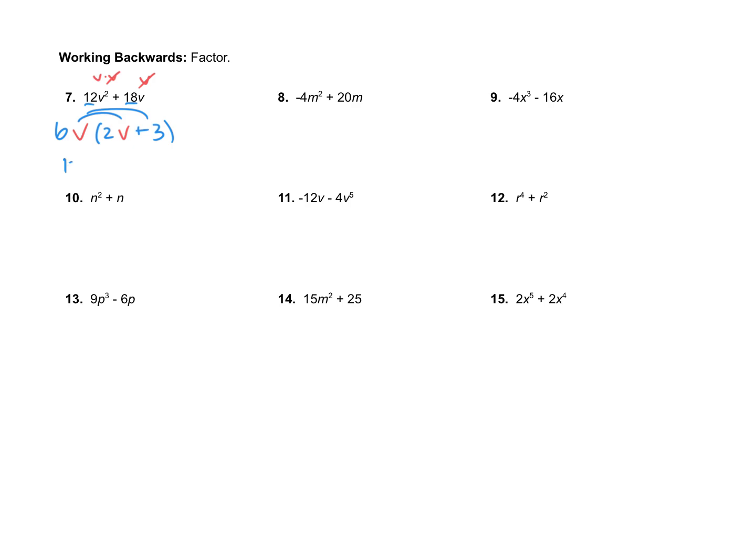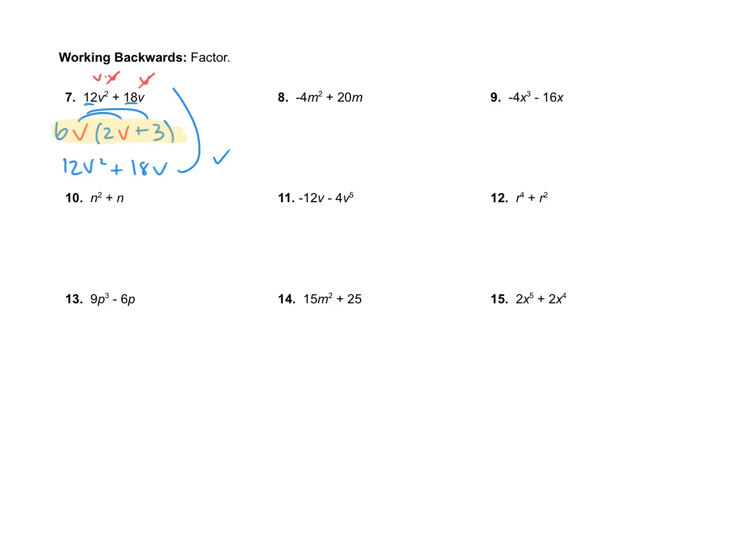6 times 2 is 12. v times v is v squared. 6 times 3 is 18, and then we have a v. So we got back to where we started. That shows that our answer is correct. But to clarify, this is our answer. So we are looking to get to the point where we can take out the biggest quantity.